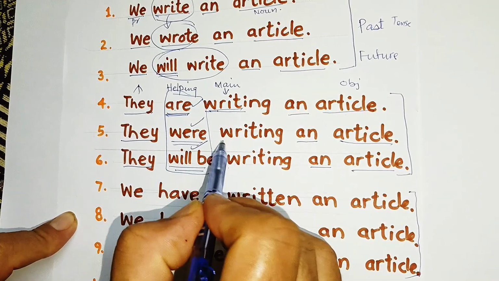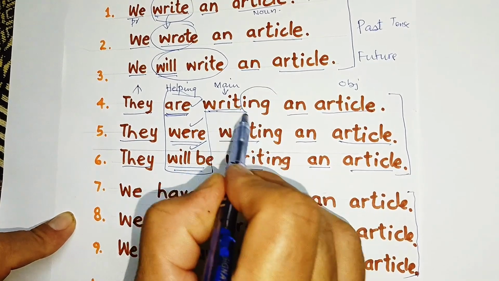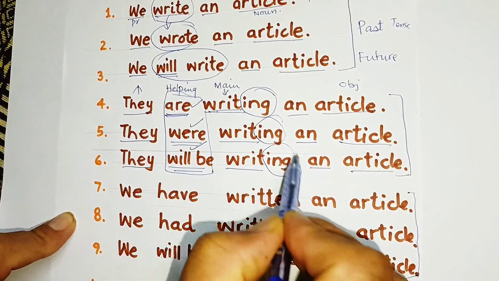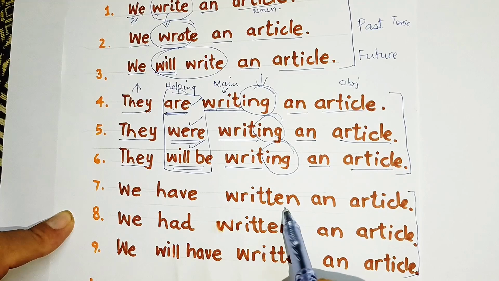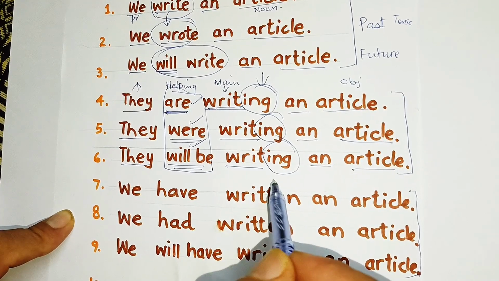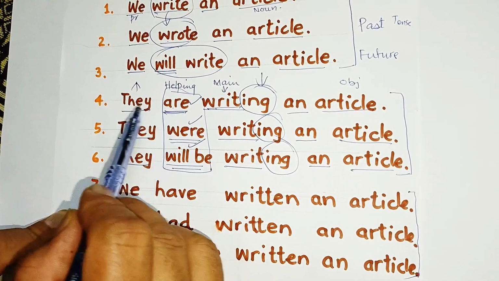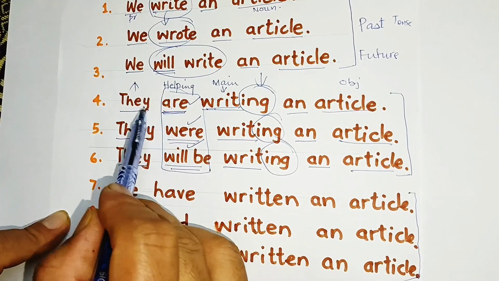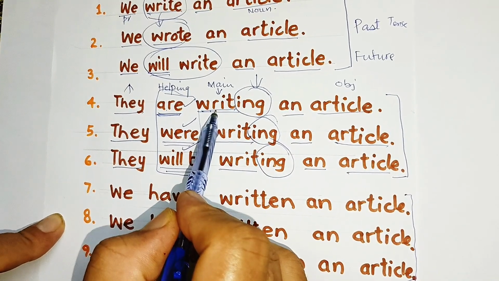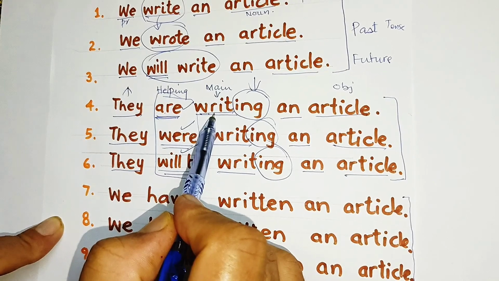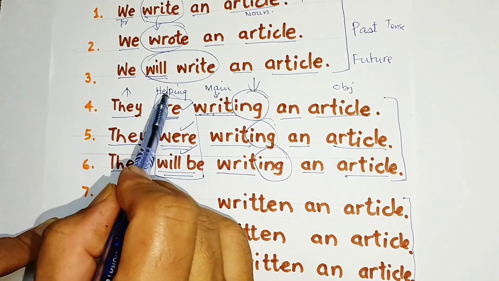And then we have got write, that is the main verb, followed by ing. So this ing shows us that this is continuity of an action, but we are not going to discuss that over here. We have to understand that sentence number 4, they are writing an article. Now we have got two verbs, writing, write is main verb, are is helping verb.